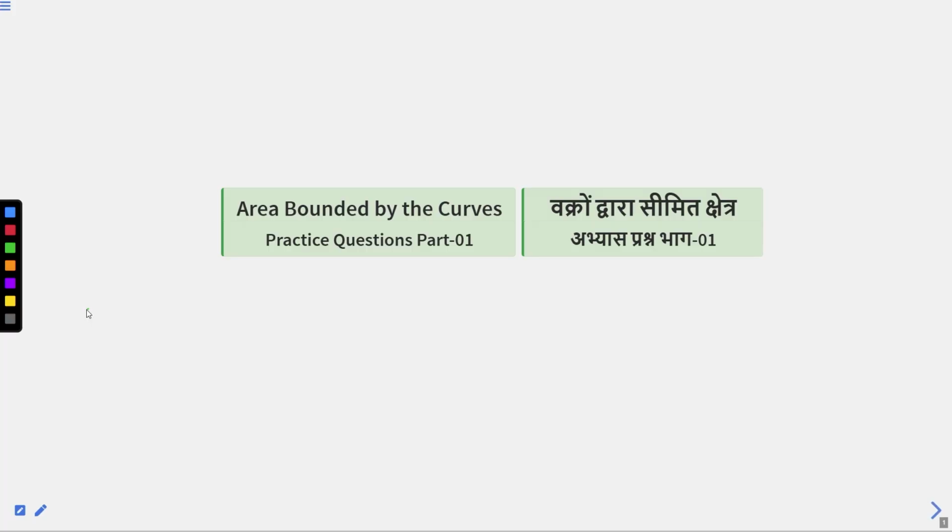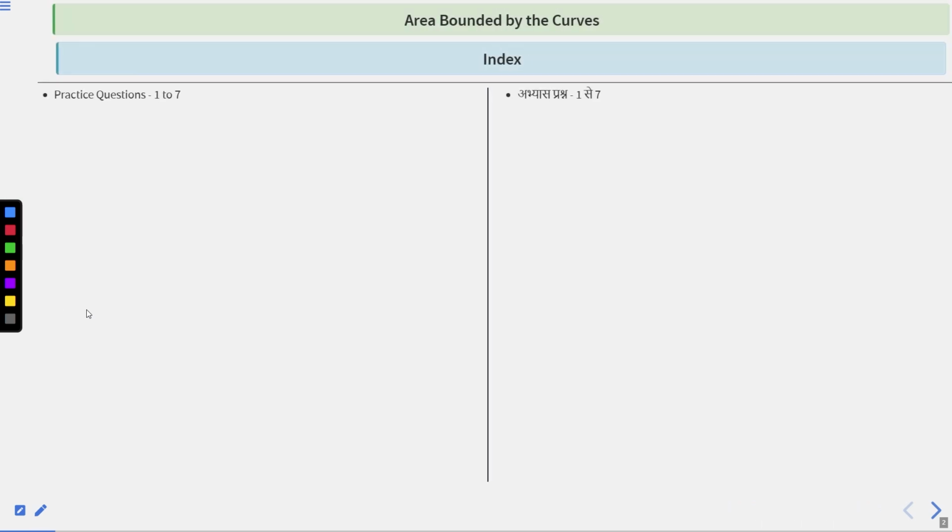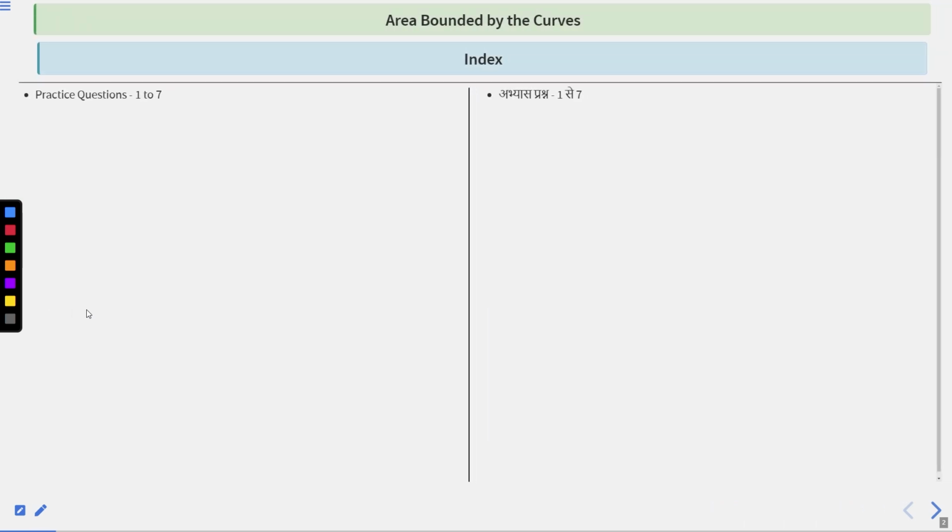Hello everyone, welcome to today's lecture. So in today's lecture we will start some practice questions based on area bounded by the curves. We will start with question number 1 and we will discuss till question number 7.